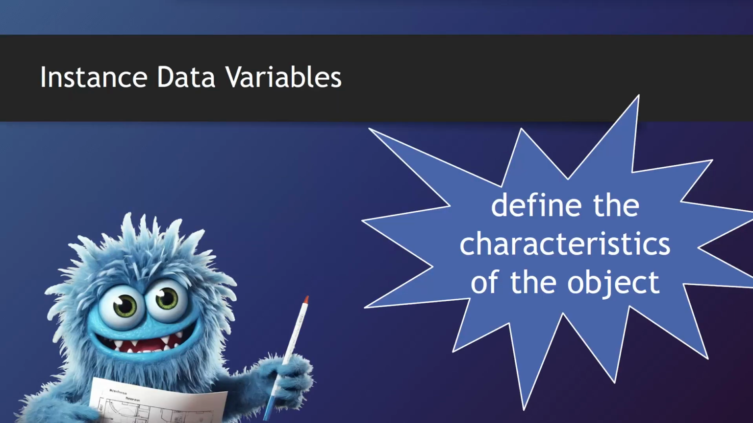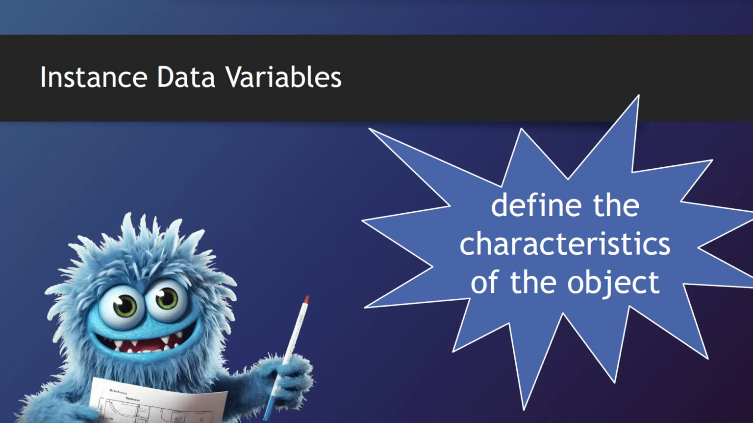In this video, we will discuss static variables and methods in Java. Before discussing static variables, let's review instance data variables. Instance data variables describe attributes or characteristics associated with individual objects. These variables are declared inside of the class, but outside of any method.